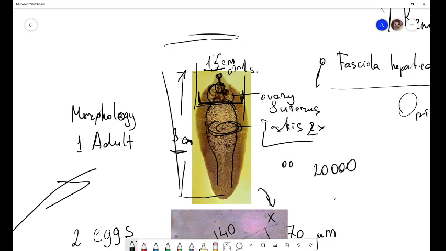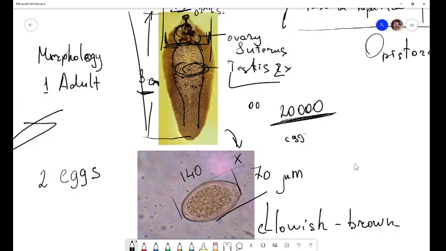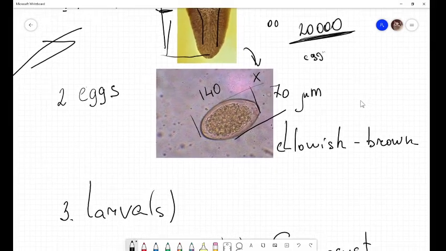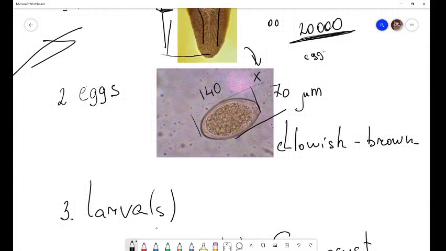Adult worms produce a lot of eggs, more than 20 eggs at once, in one time. This is the egg. Egg is much smaller than the adult worm. Surprise. And the size of egg is about 140 to 70 micrometers. It is one of the biggest eggs among all trematodes.